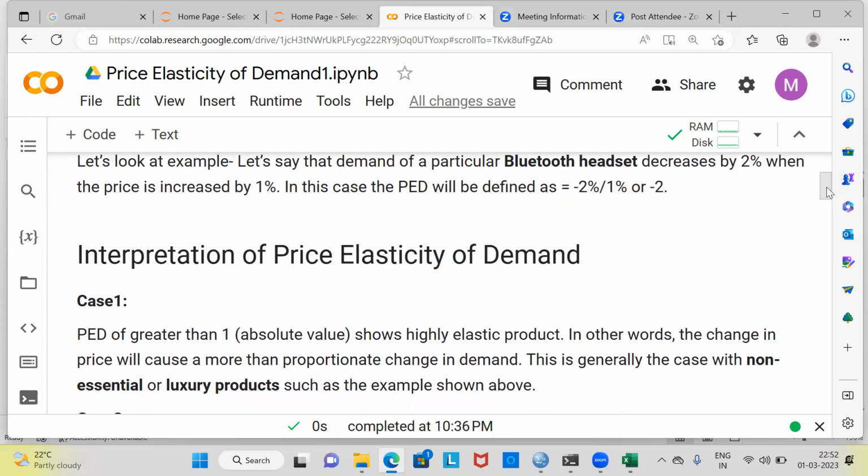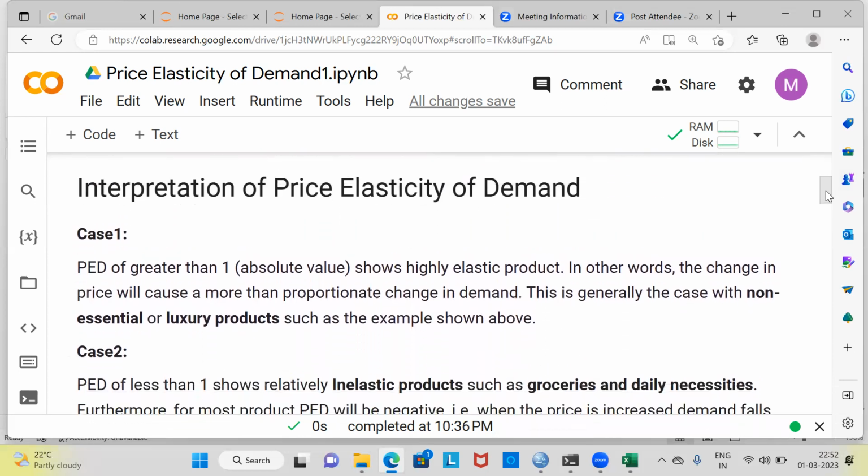Now that we have taken a simple example, let's now move on to the interpretation of price elasticity of demand. How do you interpret the answer that you obtain from the price elasticity of demand? There are two cases that we can study here. The first case is when the price elasticity of demand is greater than 1. The second case is when the price elasticity of demand is less than 1.